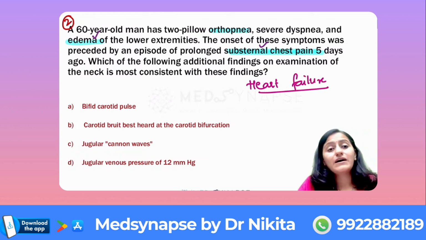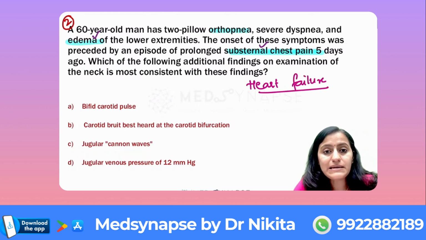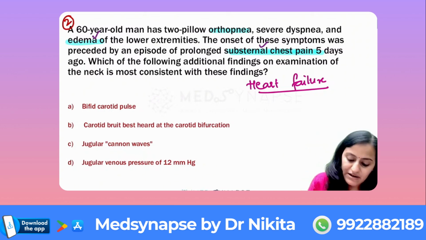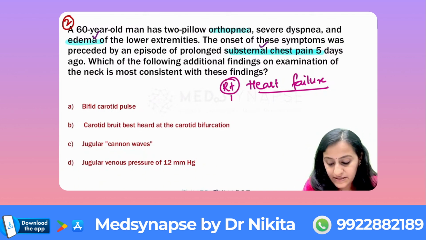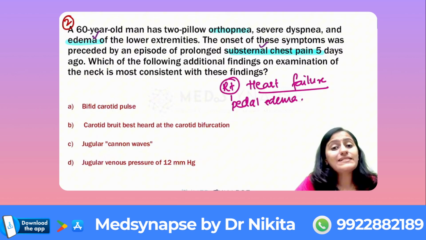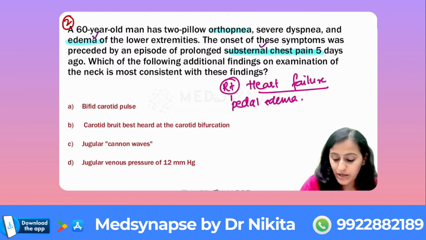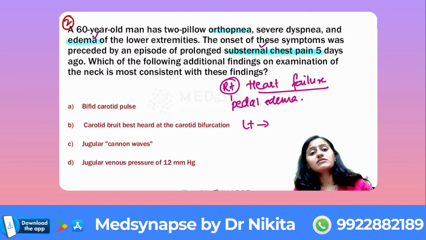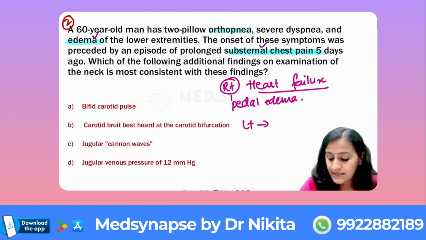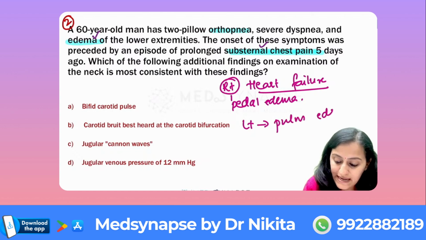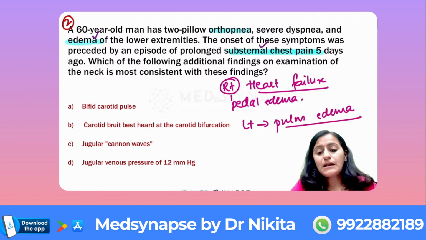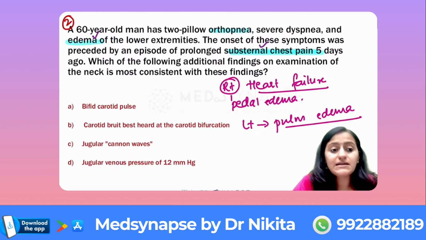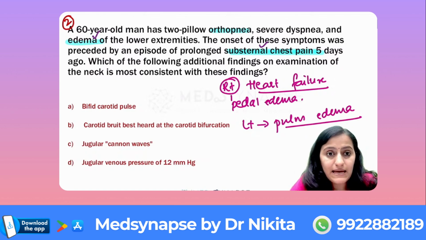This is a patient of acute heart failure with pedal edema being there. You think of right heart failure, left heart failure. This is right-sided heart failure because there's going to be pedal edema in right-sided heart failure. When there is left-sided heart failure, what edema do you get? When there's left heart failure, the left ventricle is failing, giving back pressure to the left atrium, giving back pressure to the pulmonary veins, that is the lung. In that case, pulmonary edema is going to be present in left heart failure, whereas in right heart failure you get pedal edema, hepatomegaly, right?